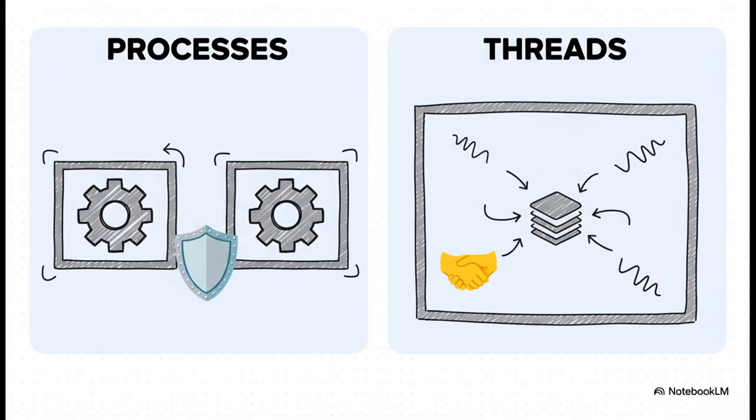So let's just quickly break down the difference. Processes are like separate independent houses. They're walled off from each other for safety. Threads are more like roommates living in the same house. They share the same space and resources, which makes them really lightweight and collaborative. This whole process versus thread distinction is totally fundamental to how modern software gets built, for both performance and stability.